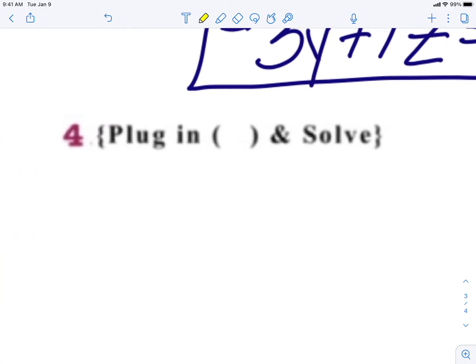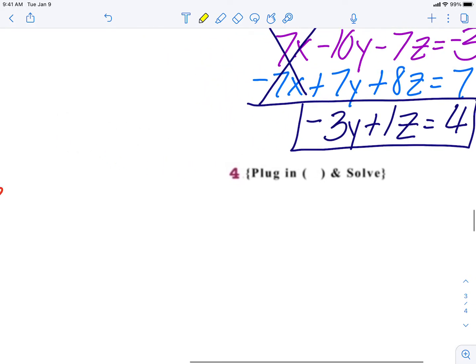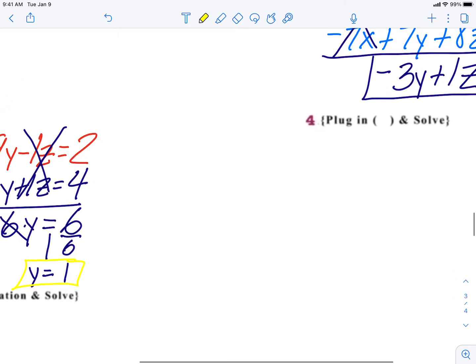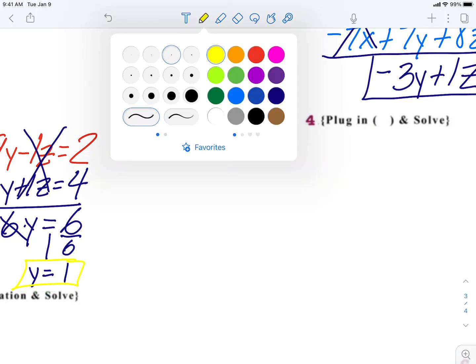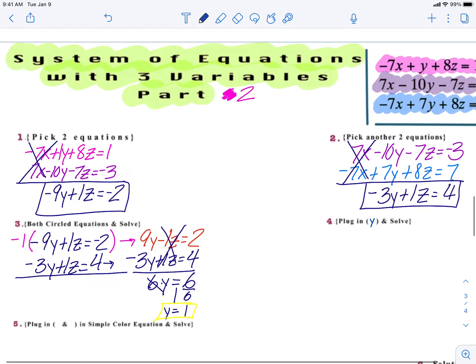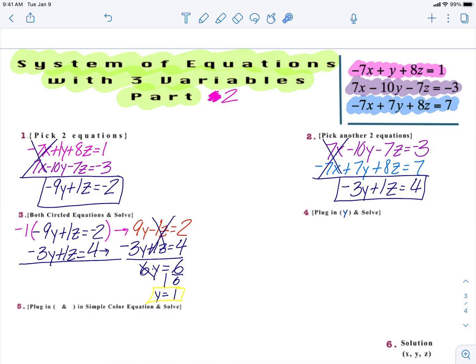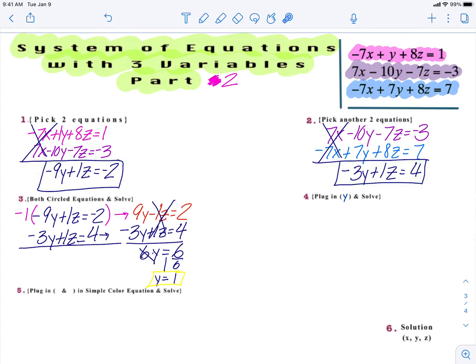Now, step 4 says plug in parentheses. Plug in what? Oh, wait a minute. Look, I already know what y is. So maybe I plug in y right there. So let's plug in y and solve. Okay, but plug it into what though? Oh, I remember. I'm going to choose one of these two equations and plug in y. To me, honestly, this one looks easier, so I'm going to recopy that one.